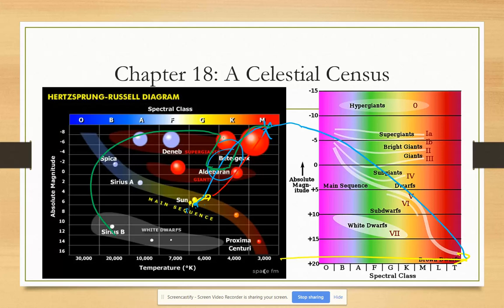What's the temperature like on a neutron star? Very hot. What's the temperature like in a white dwarf?